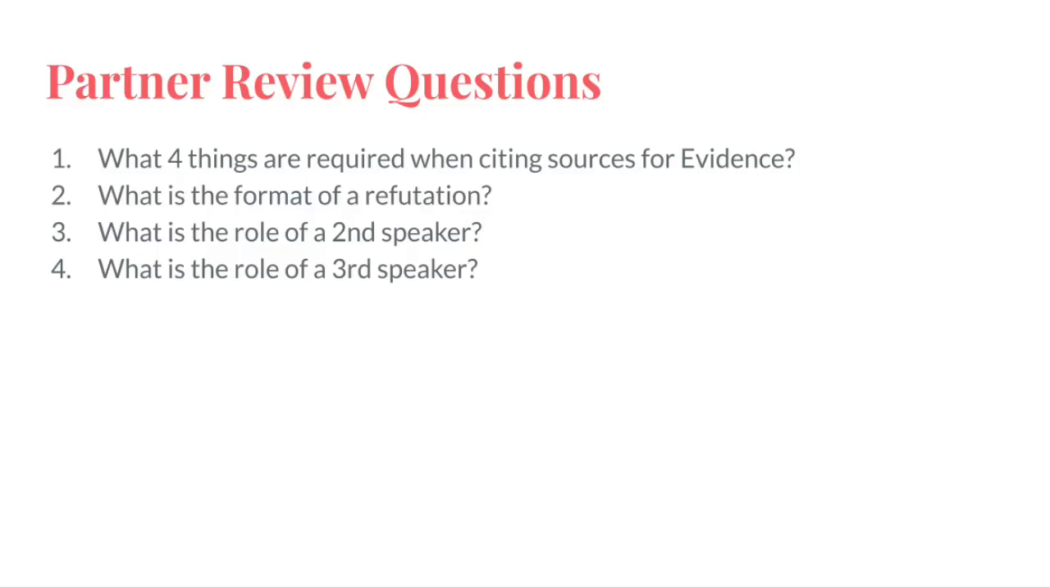Next, let's go over some partner review questions. This does not have to be done with a partner. This can just be done by yourself. Just look over the questions and try to answer them. So first, what 4 things are required when citing sources for evidence? The answer is source, author, date, and article title.